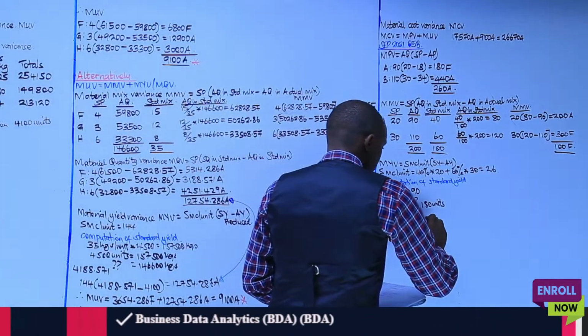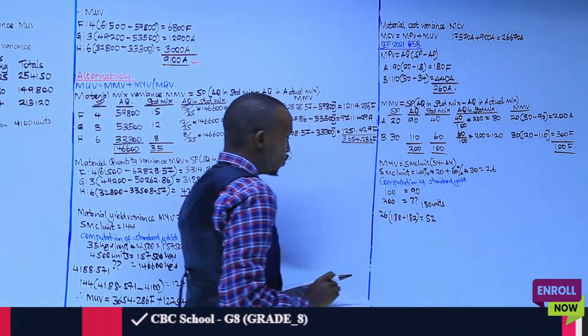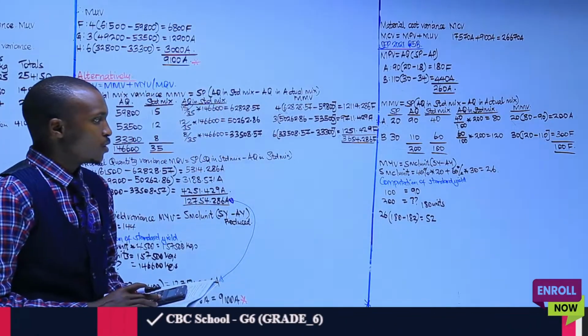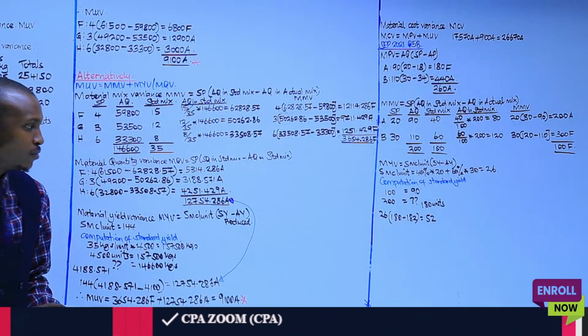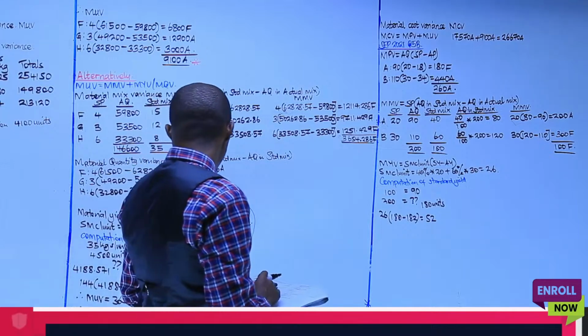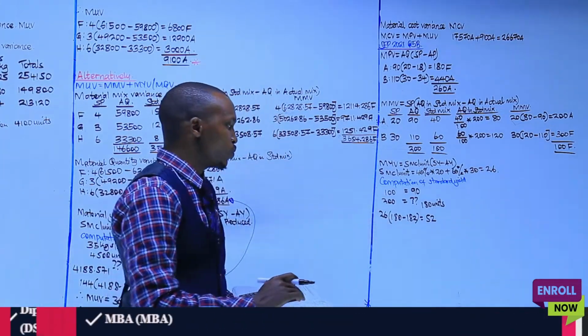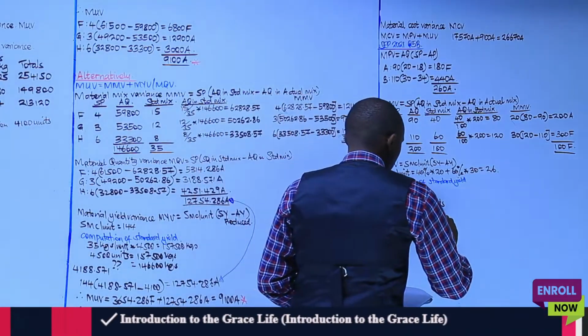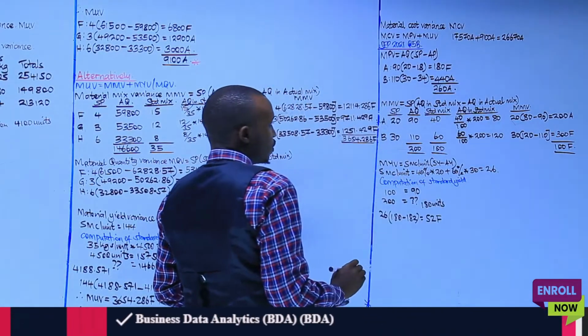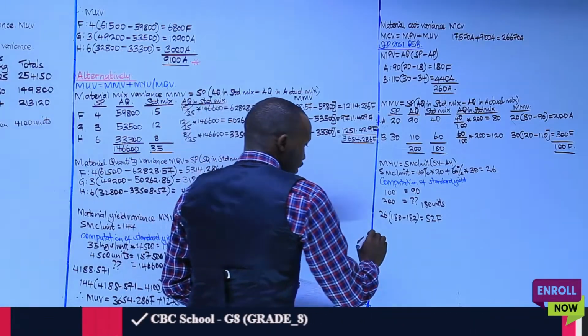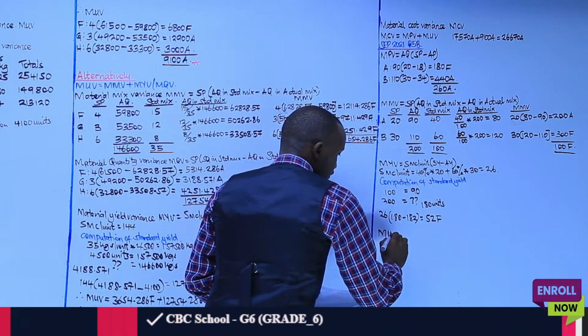This is 52, which we are going to say is an output. So yield means output. So we are going to say it is favorable.